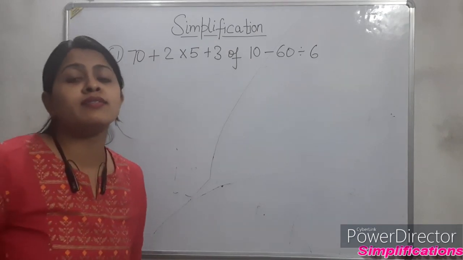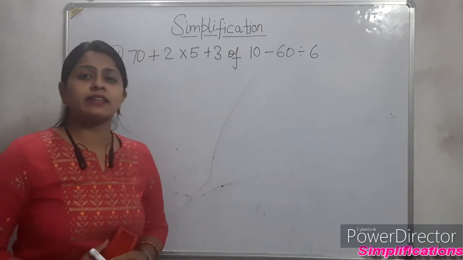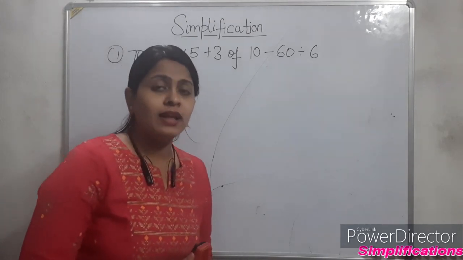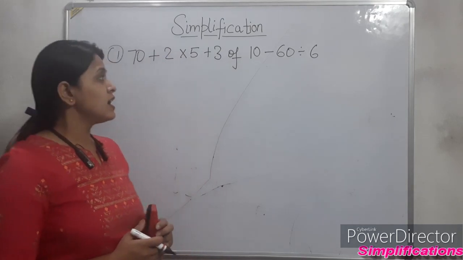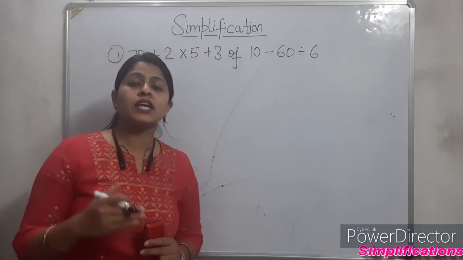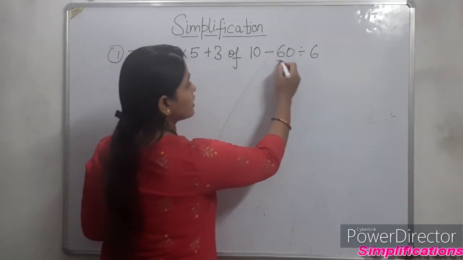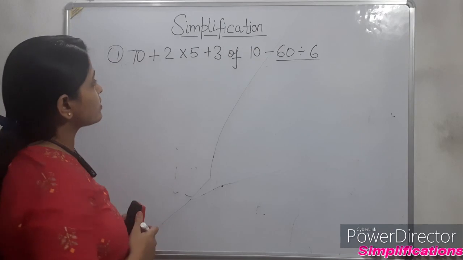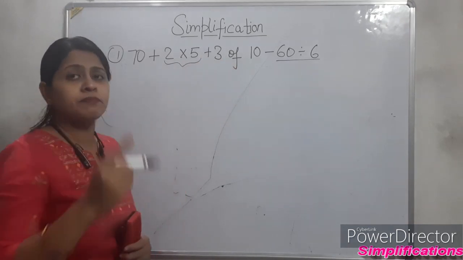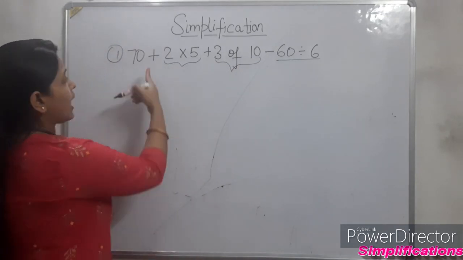First, we have to see whether there is any bracket or not. So, you can see, children, that there is no bracket in the given question. So now we have to only apply the first rule, that is the order of operation. So in order of operation, what does it say? Division, then multiplication, then addition and then subtraction. Observe that there is only one division. And how many multiplications are there? 1, and here also 'of' means multiplication. So there are 2 multiplications and 2 additions.